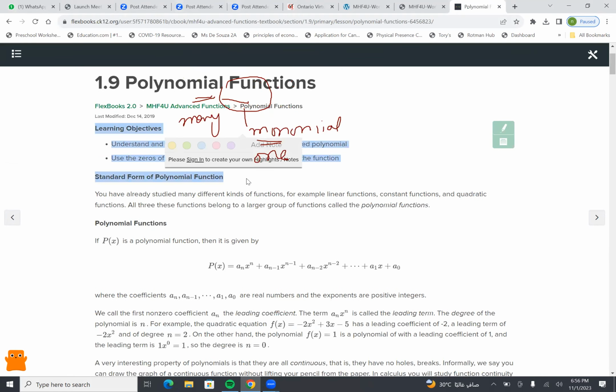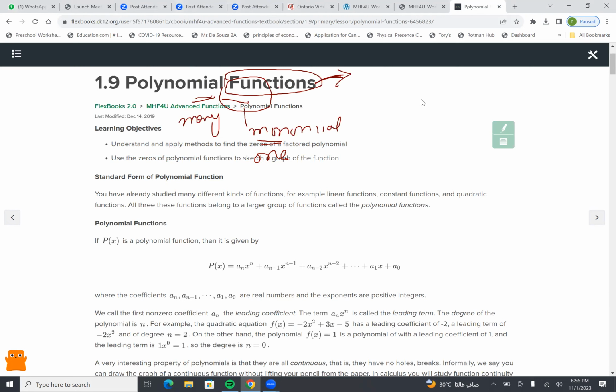So polynomial means many. Don't scroll. We have already learned the meaning of function, and we have already completed so many exercises on it. Can you just repeat what a function is?